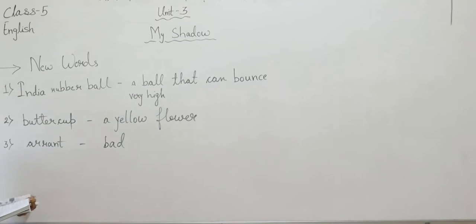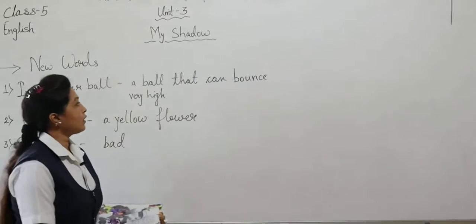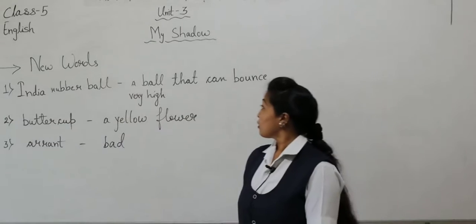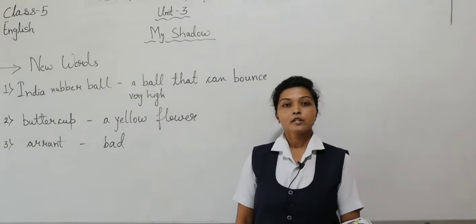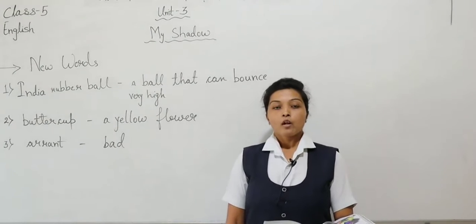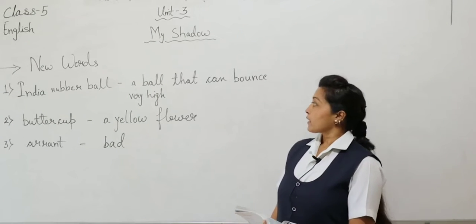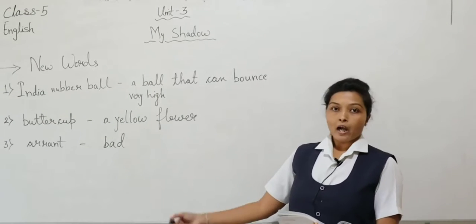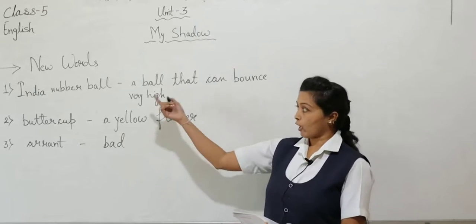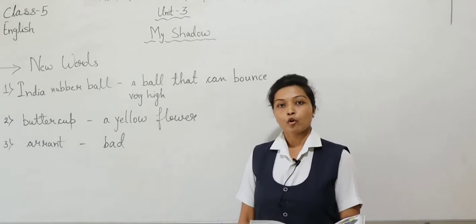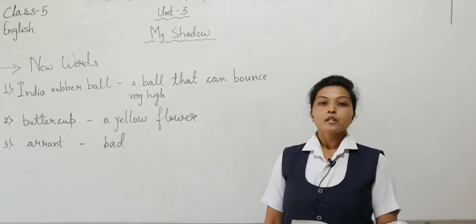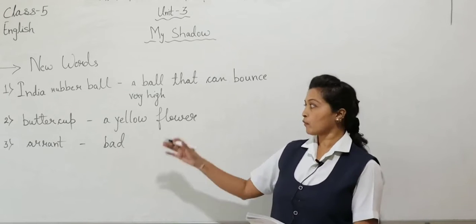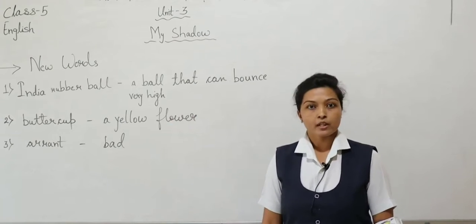In new words, one: India rubber ball, that is a ball that can bounce very high. It is the name of the ball that bounces very high, and we get this rubber from the sap of certain trees, not from all trees. Some trees are specified for getting rubber material.